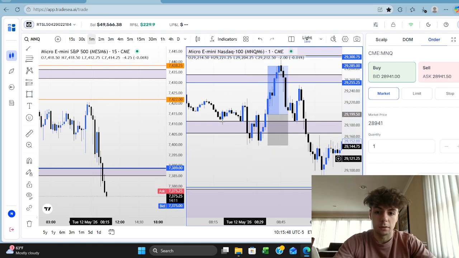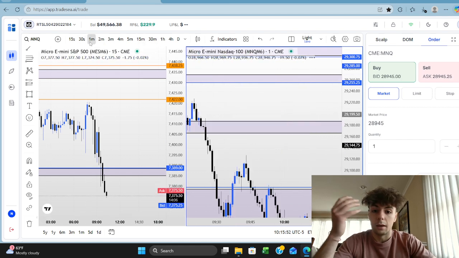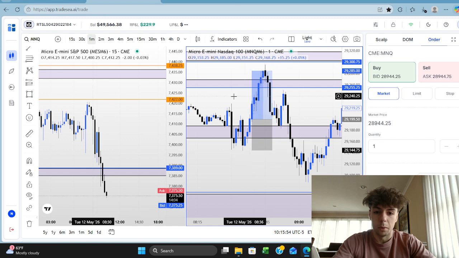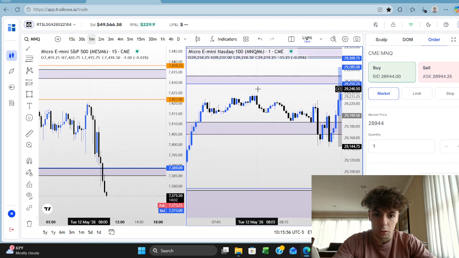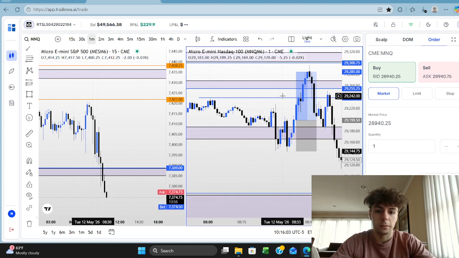We had a really strong pull to the upside. The 15-minute left a wick. And then I just targeted what we had above us. So my break-even point was, I believe, pre-market highs around right here. So I went break-even as soon as we touched that.